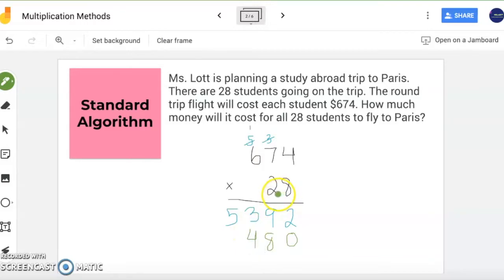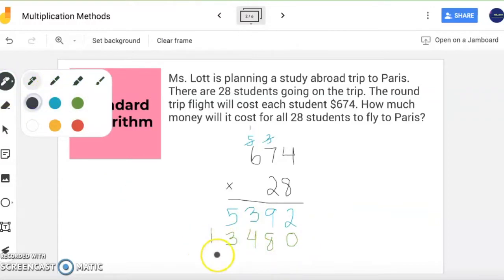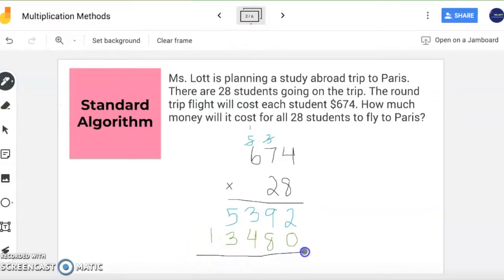Now I have 2 times 6. So 2 times 6 is 12, plus 1 is 13. Now notice here I have no more digits left. Therefore that 13 is going to go right here on the bottom in this row, and I am finished using this part of the problem. So my final step now is to add both parts together.